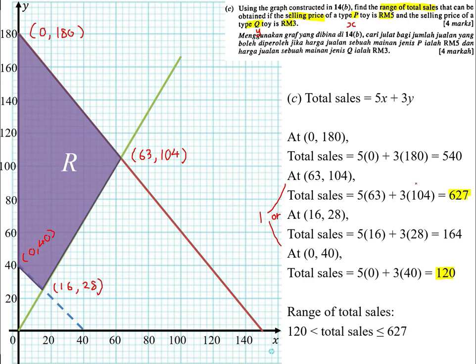1 mark is given if you get either this point or this point. The second mark will be given once you substitute any coordinate inside the cost function. The third mark will be given once you get 627 and 120 together. The fourth mark will be given once you get the range 120 less than or equal to total sales less than or equal to 627.